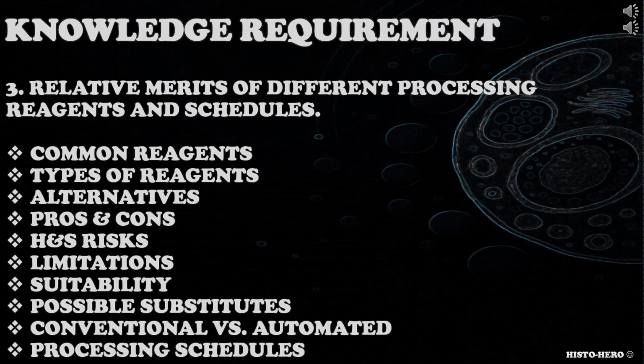When addressing this knowledge requirement, candidates should consider common reagents used during processing, alternative reagents that can also be used during processing, pros and cons of processing reagents, health and safety risks associated with processing reagents, limitations of reagents, suitability of reagents, variation of reagents used, possible substitutes for routinely used reagents, conventional versus automated versus microwave processing, rapid, extended or routine processing, schedules and so on.